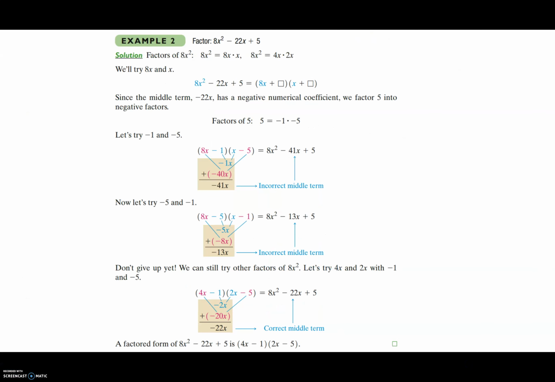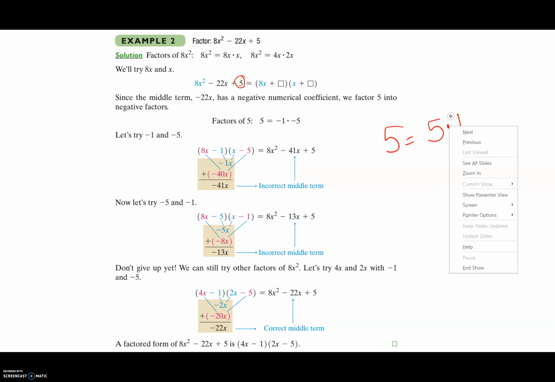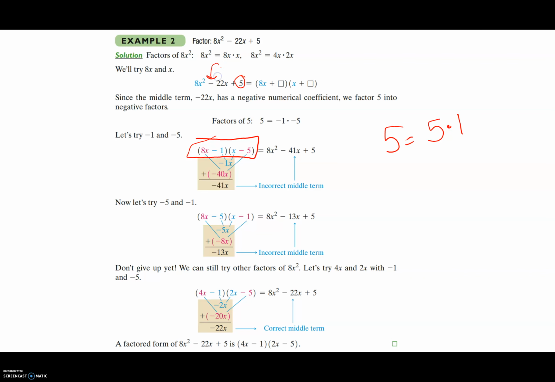Now when we're dealing with this problem, we have 5. So we learned we have to come up with our factors of 5. So if we have 5 times 1, those will be the factors with the product being 5. Now if we focus down here below, you can see they set it up the way we saw in those previous rules. If we have an addition sign, we know the signs will be the same and the two signs will be negative. So what they did is, and again, now we're dealing with this 8x squared. So all you can do is trial and error.